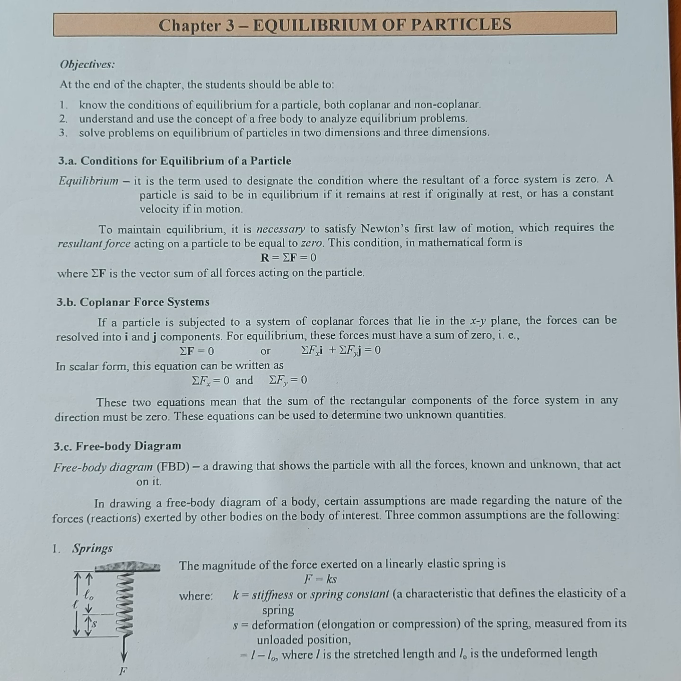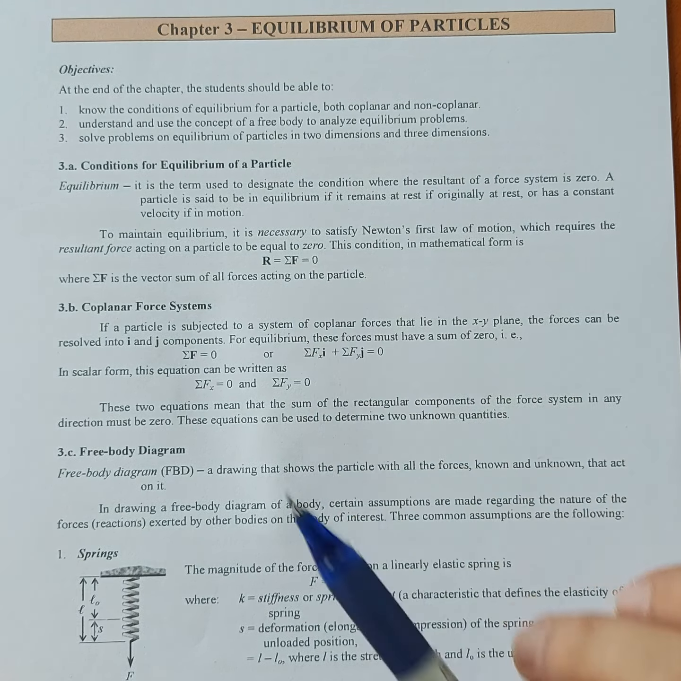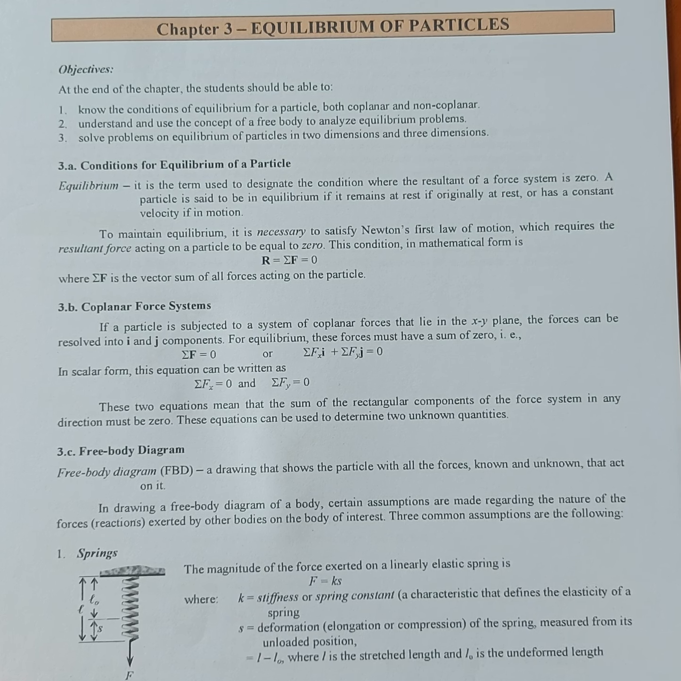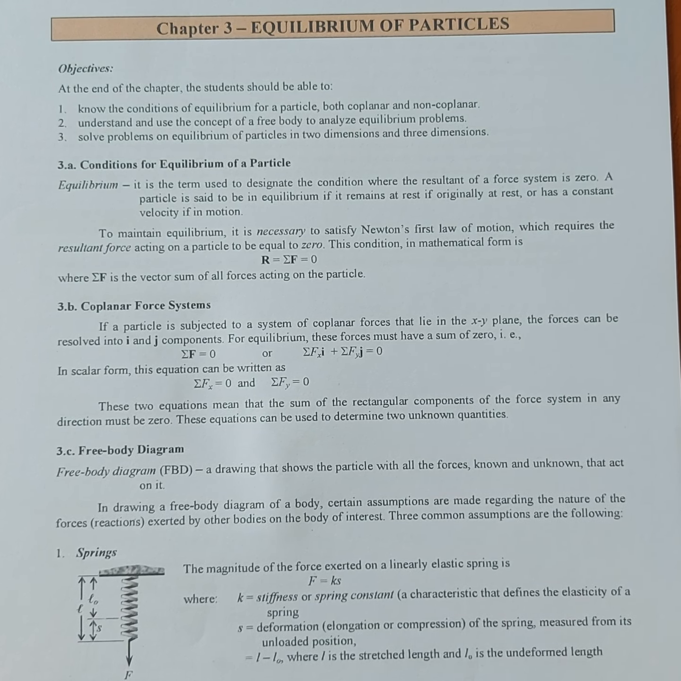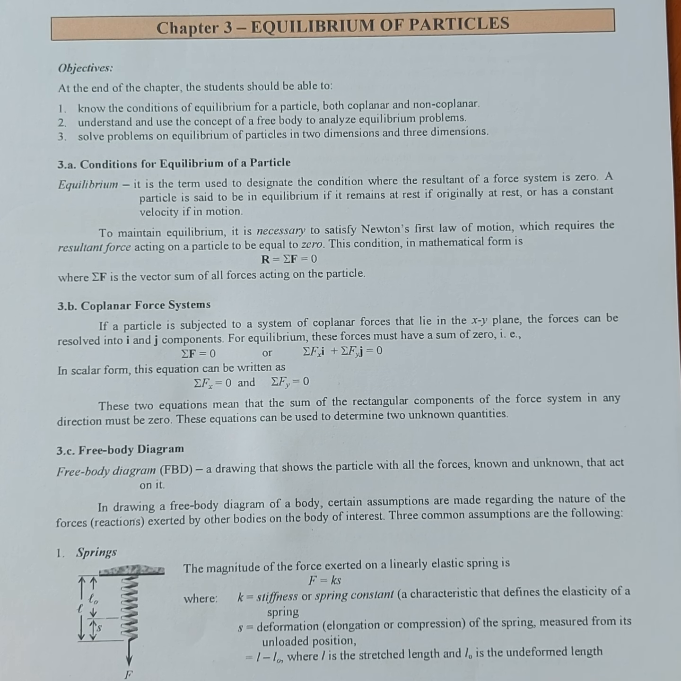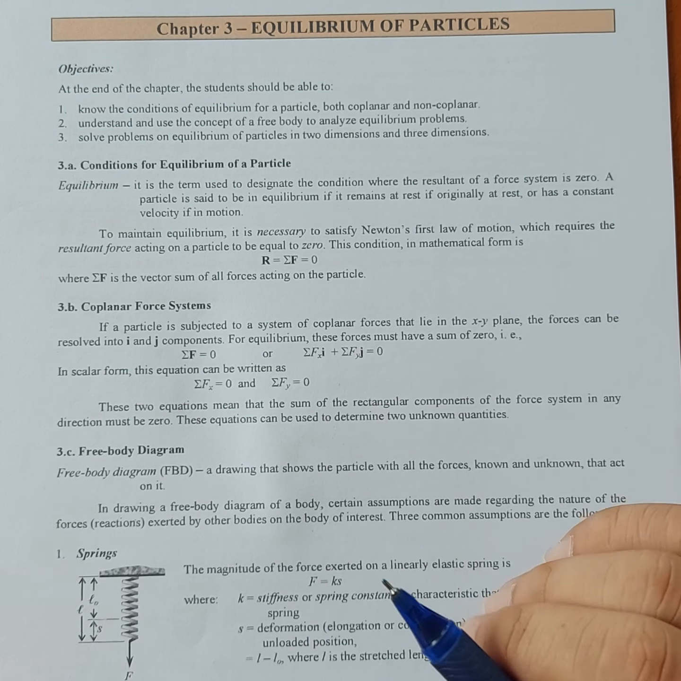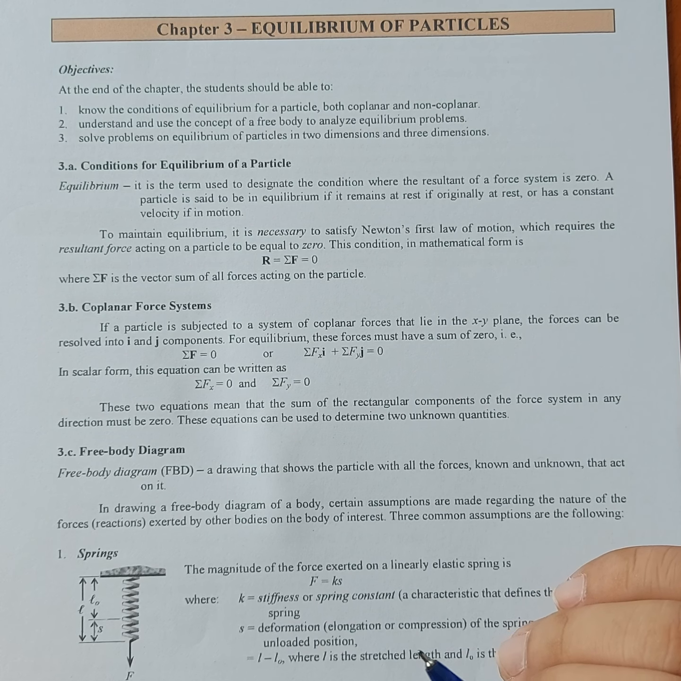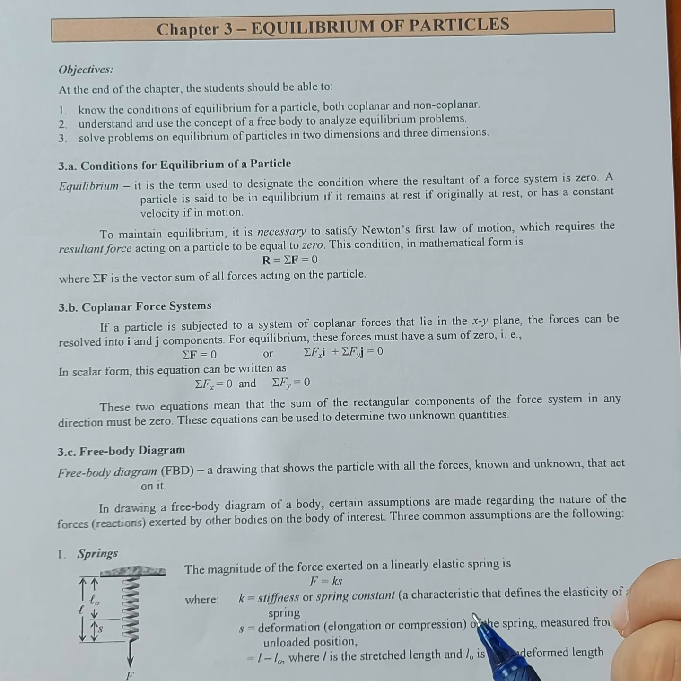This condition in mathematical form, so this would be the mathematical form of Newton's first law. So the resultant of the forces should be equal to 0. So that if we have a system of forces, a lot of forces acting on a certain body or particle, for the particle or the body to be in equilibrium, the resultant should be equal to 0.